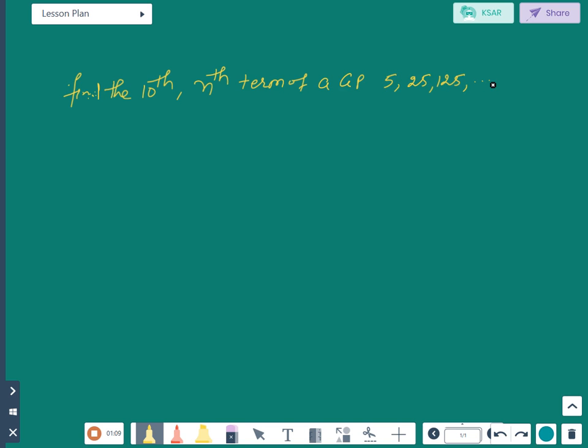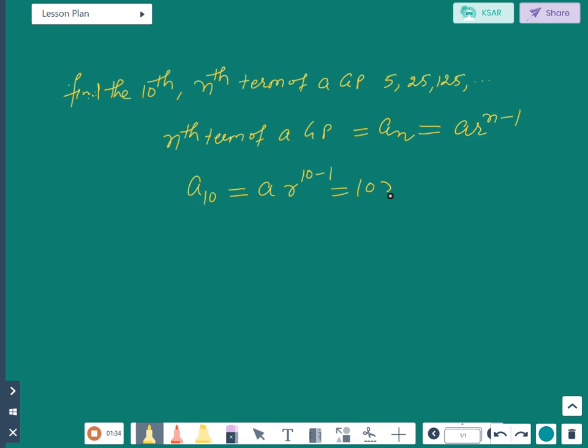तो इस जीपी की आपको 10th टर्म कैलकुलेट करनी है और nth टर्म ऑफ ए जीपी, इसको आप बोलते हो an. So it means a10 you have to calculate, and the formula for it is a r power 10 minus 1, that is a r power 9. Now the given sequence is 5, 25, 125, and so on.